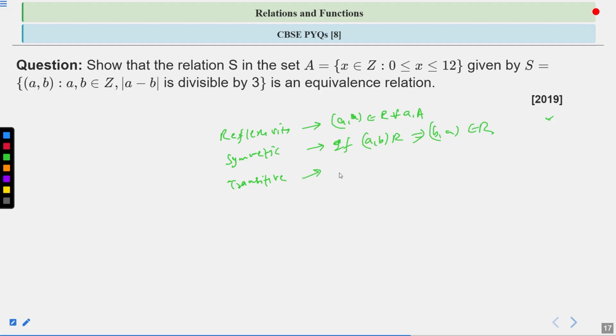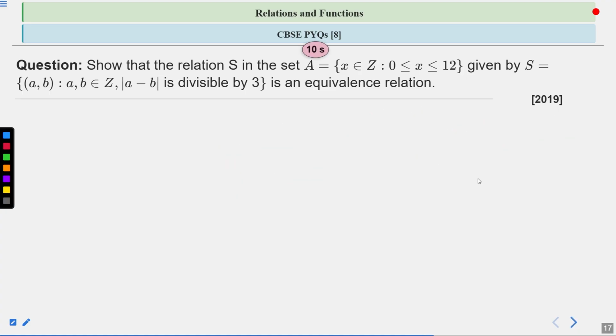And what is the condition of transitivity? If (a, b) belongs to R and (b, c) belongs to R, this implies (a, c) must belong to R, right? This was the condition of transitivity. So all three conditions must be satisfied for the relation to become an equivalence relation. You have 10 seconds to solve or think about this question. After that, we will discuss the solution part.